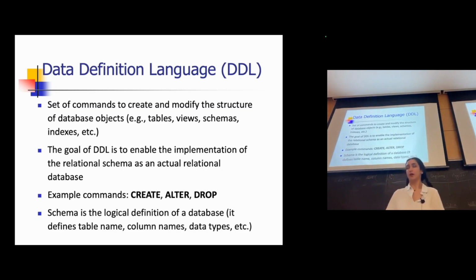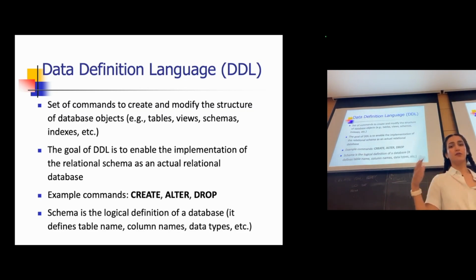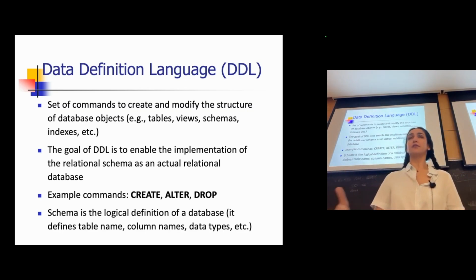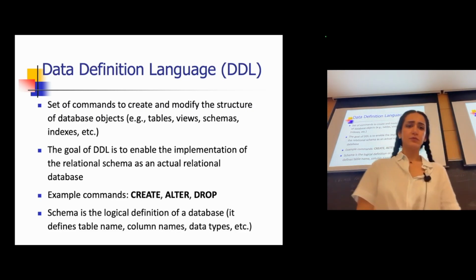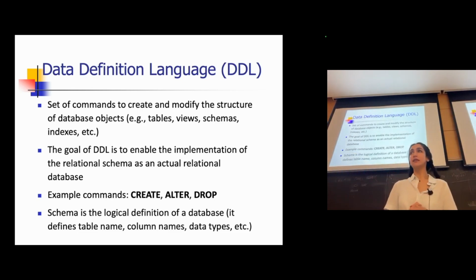This is why we mainly focus on tables. We still have views, schemas, indexes, and everything. And when I'm talking about dropping a table, I mean get rid of everything, the whole structure, including primary keys, indexes, and whatever it has. And the goal is to just implement what we already had in our ER model.